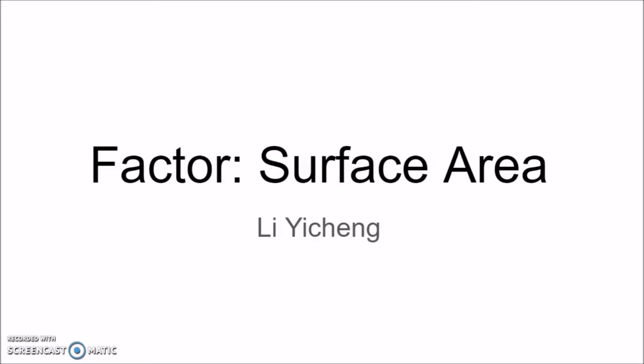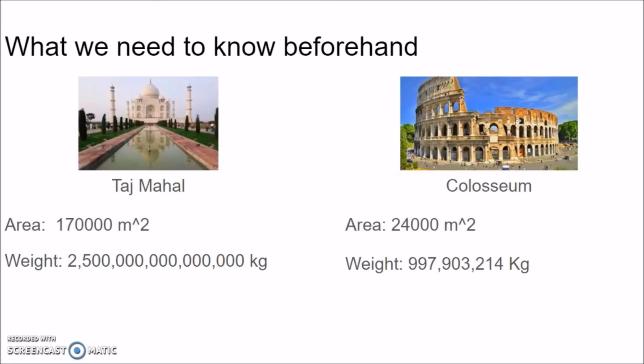The factor that I am investigating is the surface area of the structures. From online research, the Colosseum takes up an area of 24,000 meters square and weighs 997,903,214 kg, while the Taj Mahal takes up an area of 170,000 meters square and weighs 2,500 trillion kilograms. Assuming rain only falls directly on the area facing towards the sky.